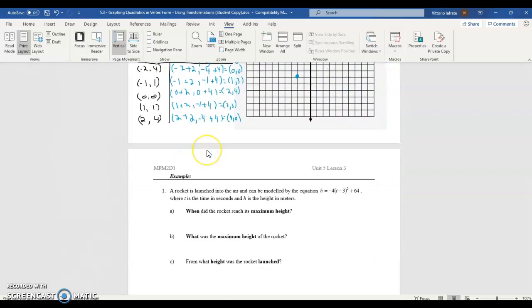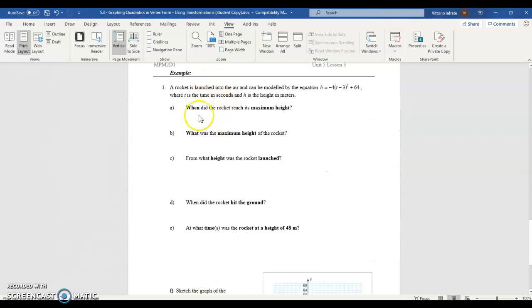We're going to start off by taking a look at the practical application example here. We'll do a few of the questions together, and then we'll do a graph as well. So a rocket is launched into the air, and the rocket trajectory can be modeled using this equation here. So we have our vertex form over here, where t is the time in seconds and h is the height in meters. So when did the rocket reach its maximum height?